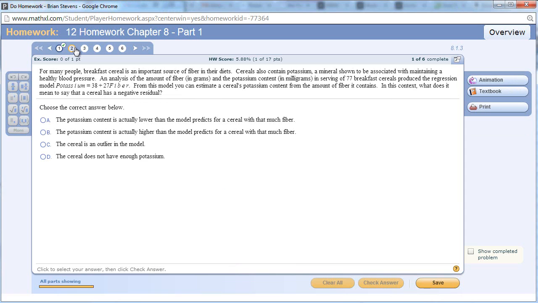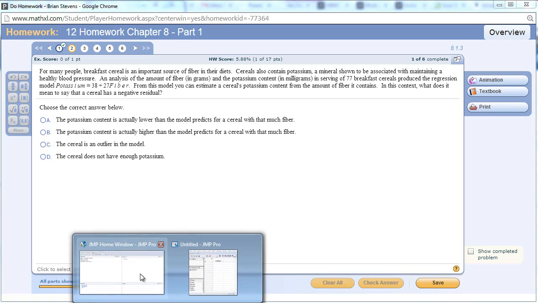Going on a little bit further, when we look at this, we're actually going to talk about what happens with the regression line. In an analysis of the amount of fiber in grams and the potassium in milligrams in 77 breakfast cereals. From this model, we can estimate a cereal's potassium content. So what does it mean when something has a negative residual? Well, let's think about this.